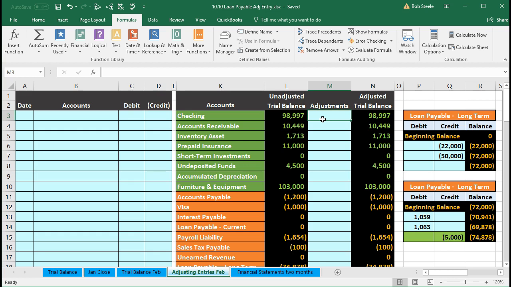So we're going to go through here and look at these adjusting processes. Once we get the adjusted trial balance after these adjusting journal entries, then we'll make the financial statements from the adjusted trial balance and see how that is put together. So let's take a look at these.